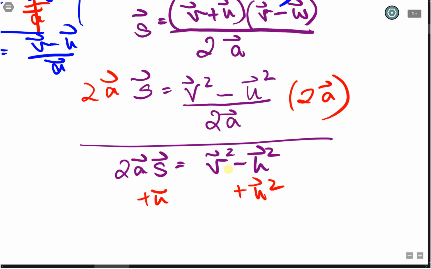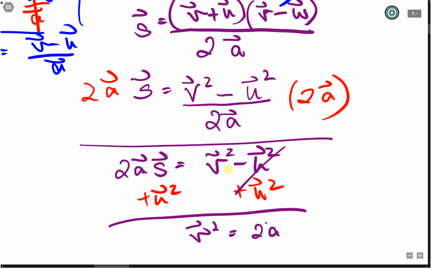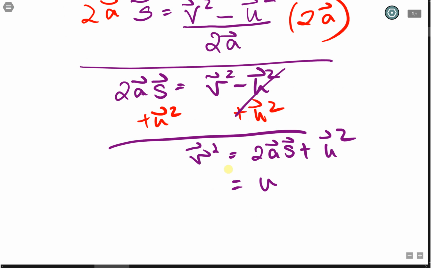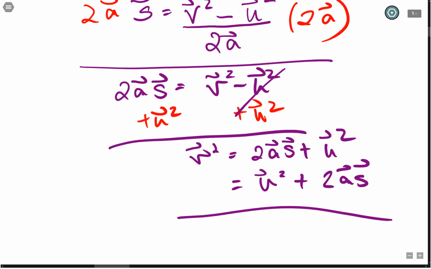Moving it to the other side, we will end up with v squared is equal to 2as plus u squared, or you can write it the other way around: u squared plus 2as. There we have it. We just derived our last kinematics equation.